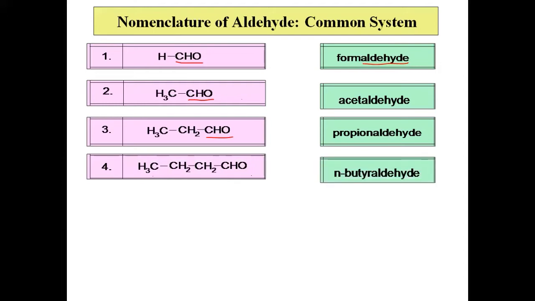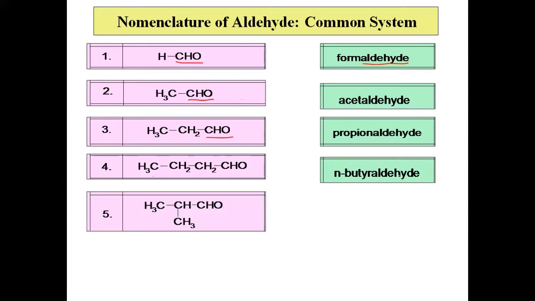The name of the corresponding carboxylic acid is N-butyric acid. Okay, here also the last IC acid is replaced by aldehyde, hence N-butyraldehyde. This is the common name, N-butyraldehyde. Okay, next one. Again, there are 4 carbon atoms, but the name of the corresponding carboxylic acid is isobutyric acid. And here also, therefore, the name is isobutyraldehyde.